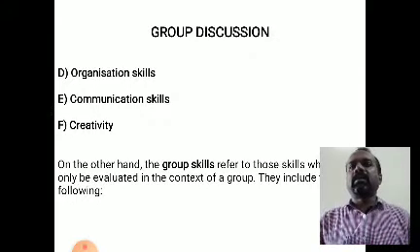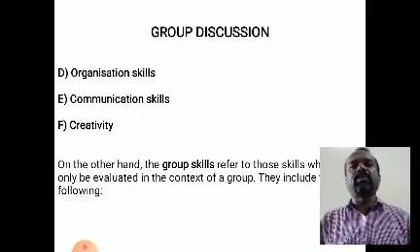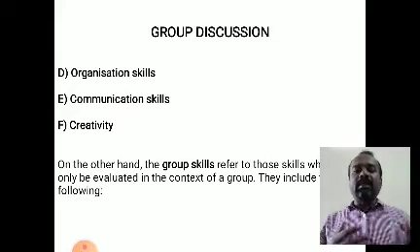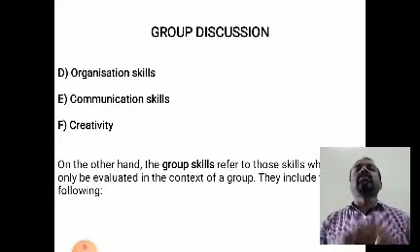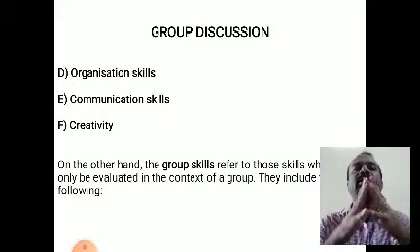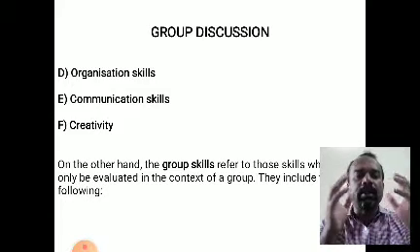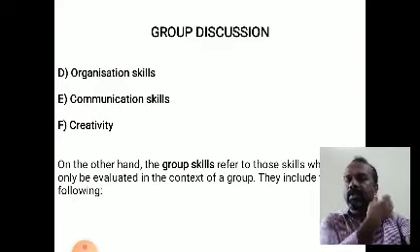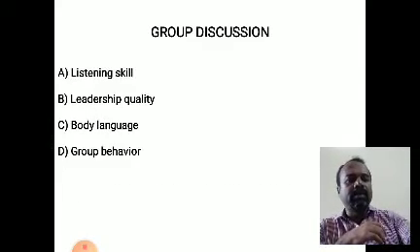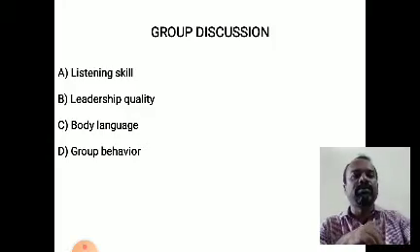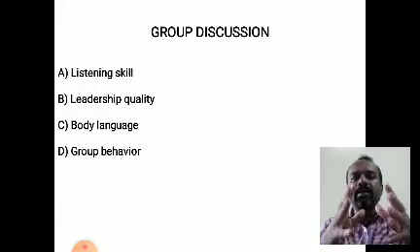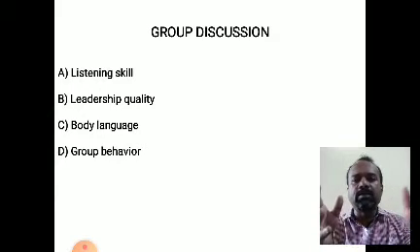particularly in the organization. On the other hand, group skills refer to those skills which can only be evaluated in the context of a group. There are many skills apart from these six skills for evaluating group discussion. There are four other skills that I have also taken into consideration in my presentation: listening skills, leadership quality, body language, and group behavior.